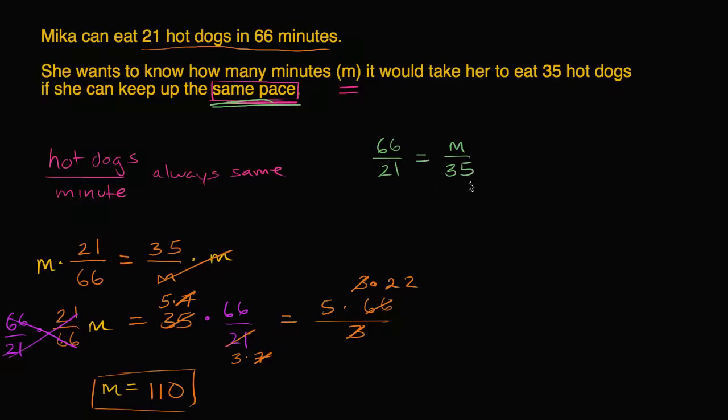And actually, this one's easier to solve for m. You just multiply both sides by 35. And you're left with, on the right-hand side, just an m. And on the left-hand side, you have 35 times 66 over 21, which we already figured out is 110. So 110 is equal to m. So once again, there are multiple ways to tackle it, but it's important that we got the same answer.